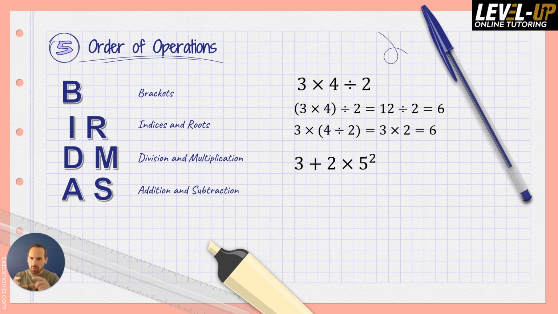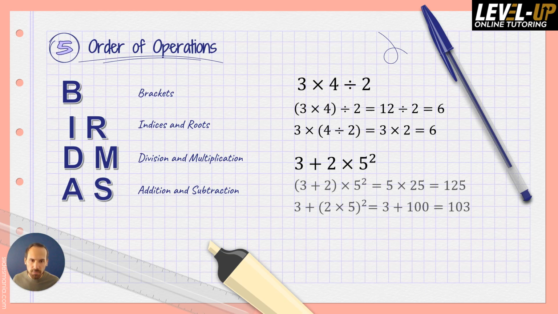You again use the remaining BIDMAS and then carry on with the rest. But we don't have brackets here, so that's fine. So you see here, I'm showing a couple of examples of what happens if I change up the order in which we do things. You can see you get different answers, and actually both of these answers are wrong. What we need to do is this, and that's the correct answer.